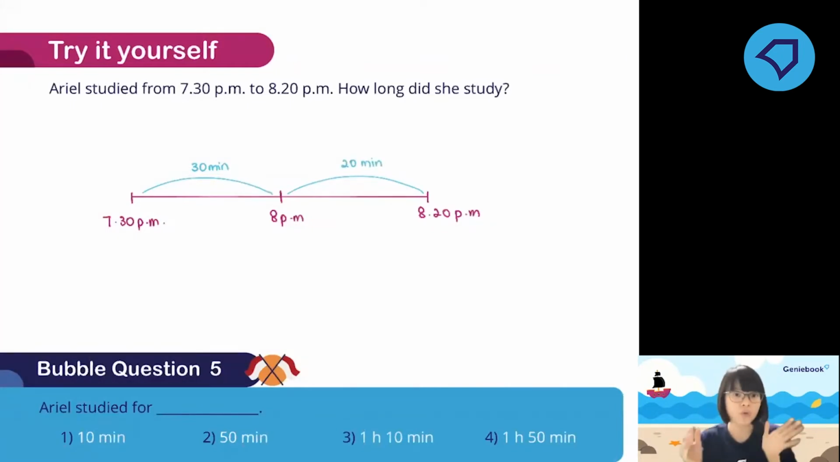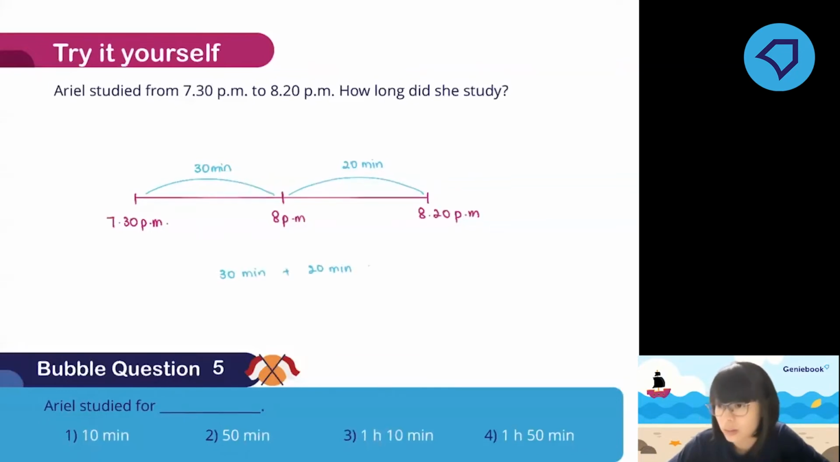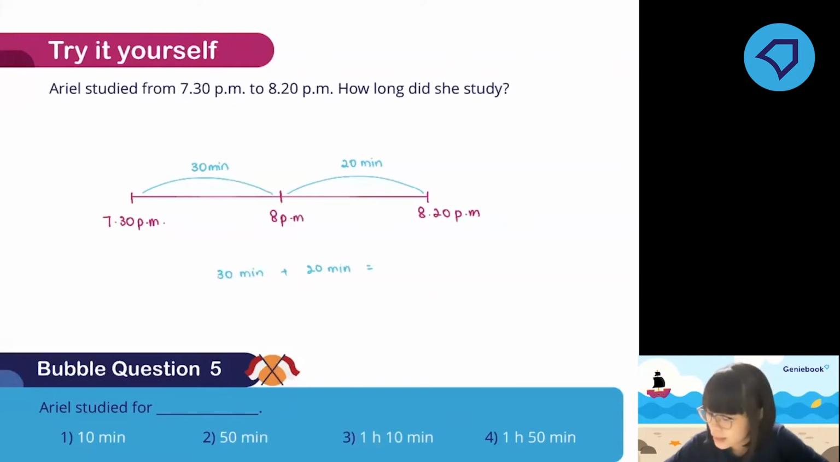This one all of you know, 20 minutes. So the total duration is only 30 minutes plus 20 minutes, right? 30 minutes plus 20 minutes. So what's the total duration? It will be 50, yes, okay, it will be 50 minutes. It's not 1 hour and 10 minutes.